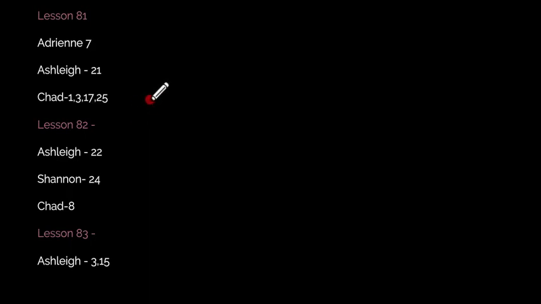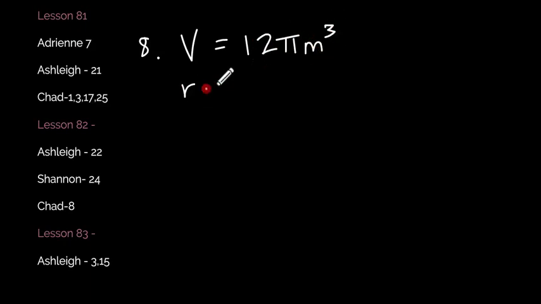Okay, number 8. A circular cone has a volume of 12 pi meters cubed, and the radius is 3 meters. So you need to know the formula for the volume of a cone. These are on the SAT as well. They give you the formula, but you should know it.